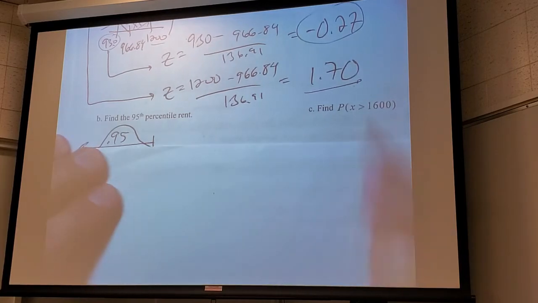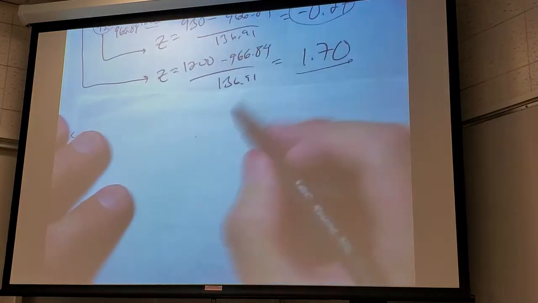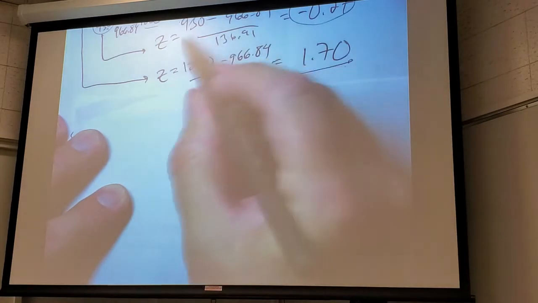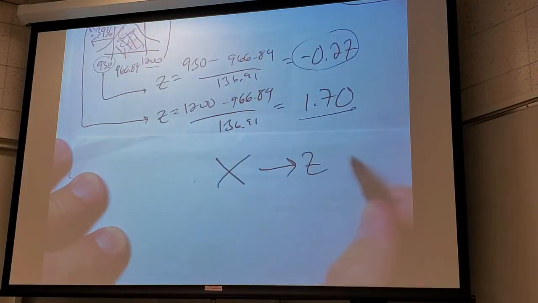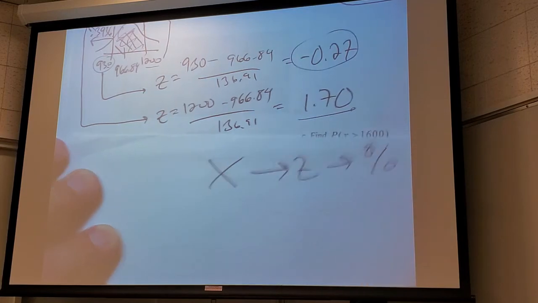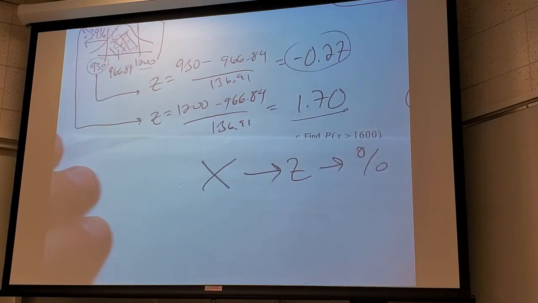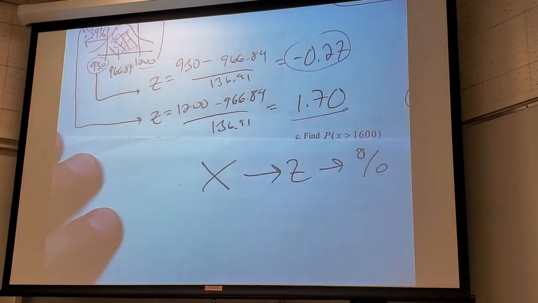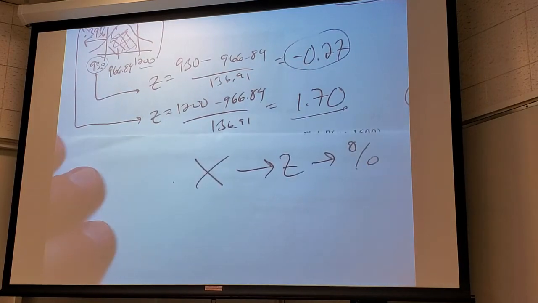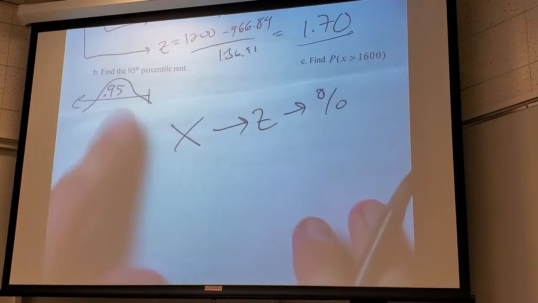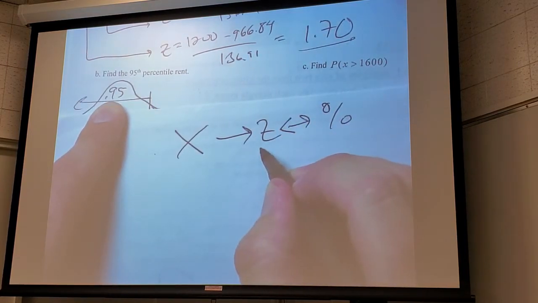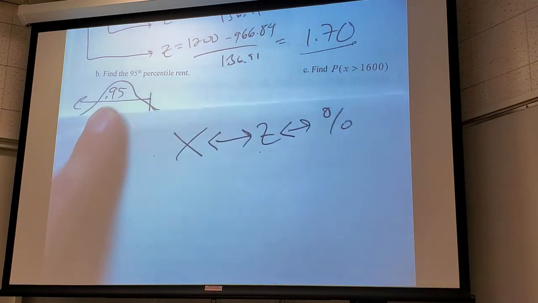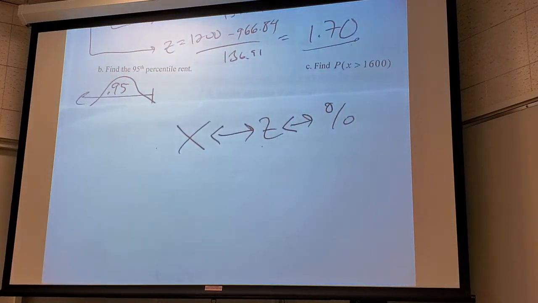Would you agree with me that in this first problem, we had an X score, we changed it into a Z score, and then we looked up a percentage? Isn't that a quick summary of what we did? We did that twice. That's the process. So if they give me a percentage, the first thing I'm going to do is look at the Z score and then convert it back to an X score. I'm just going to do that process backwards, right?